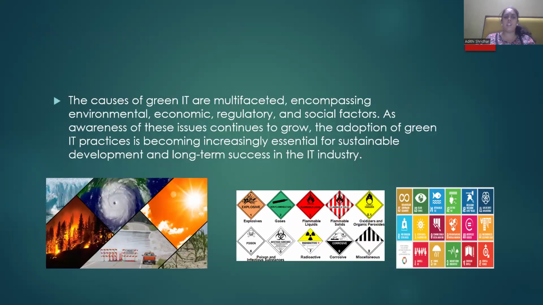The causes of green IT are multifaceted, encompassing environmental, economic, regulatory, and social factors. As awareness of these issues continues to grow, the adoption of green IT practices is becoming increasingly essential for sustainable development and long-term success in the IT industry.